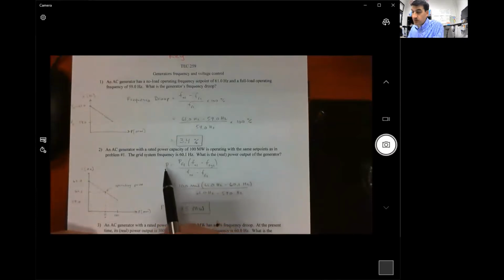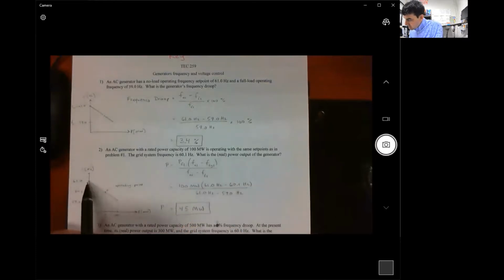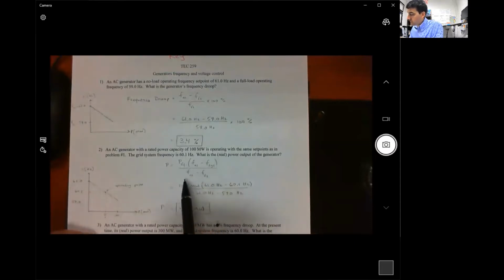And that is equal to the actual power output right now is equal to the full load power times this ratio. Think of this right here, this divided by this as a ratio. It's the no load frequency minus the system frequency divided by the no load frequency minus the full load frequency. So think about how that pertains to this graph right here. This ratio is no load minus system frequency. That's from here to here, as a ratio of this full range, no load minus full load, here to here.